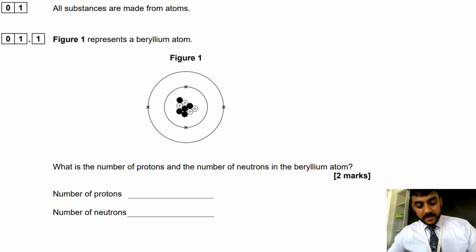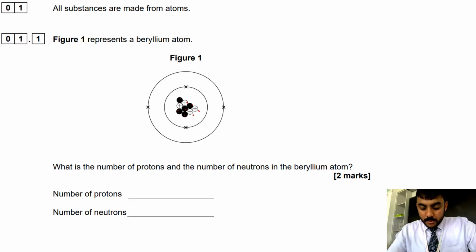All substances are made of atoms. Figure 1 represents a beryllium atom. What is the number of protons and the number of neutrons in a beryllium atom? In a beryllium atom, there are 1, 2, 3, 4 protons and 1, 2, 3, 4, 5 neutrons.